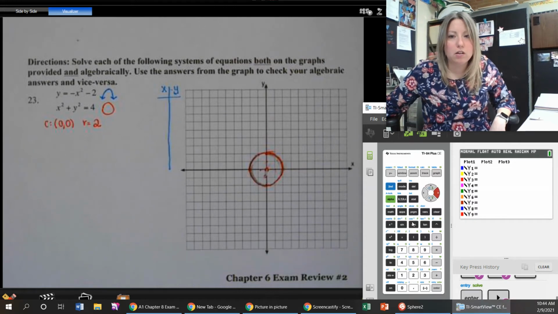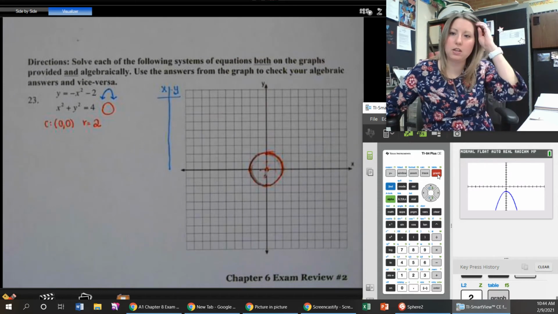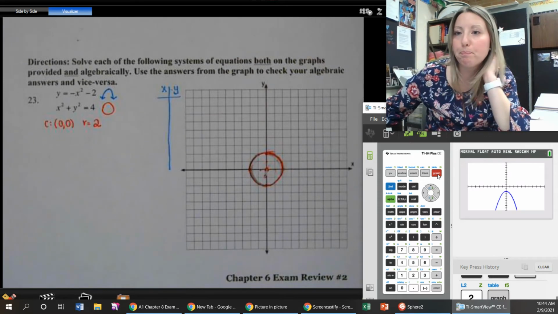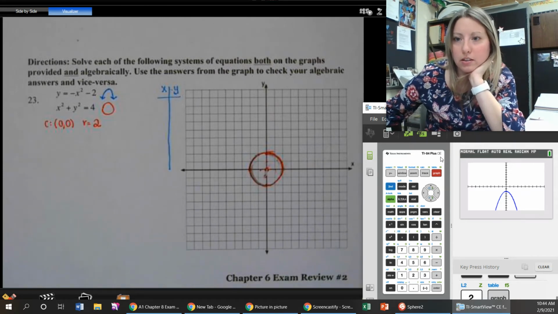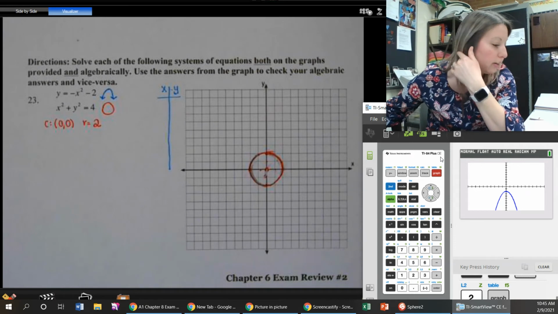Let's see. Negative x squared minus 2. Let's see what that looks like. Press graph to see it. Okay, so down there a little bit. It's going to be a frowny face. There are no real roots here because it doesn't cross the x-axis. It's below it and heading down.